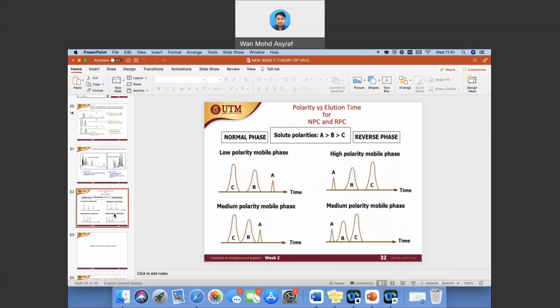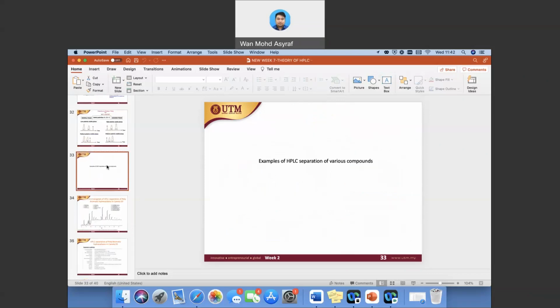All right. So these are the polarities versus elution time for normal phase and reverse phase. All right, so you can have a read at this. This is very important. Okay, you need to be able to link between why normal phase is like this, low polarity, medium polarity is like this, why reverse phase high polarity is like this, and medium is like this. Okay, so you need to look at this and be able to correlate with whatever we have learned before.